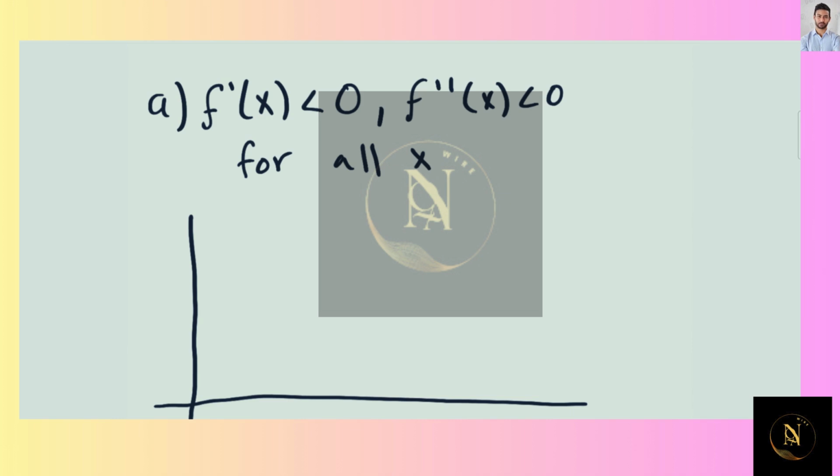And so what this tells us, since our first derivative is less than 0 for all x, that means that we're decreasing for the entirety of our function.